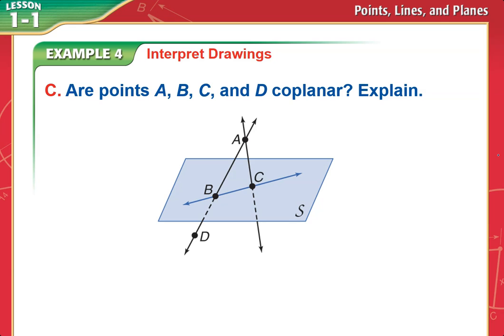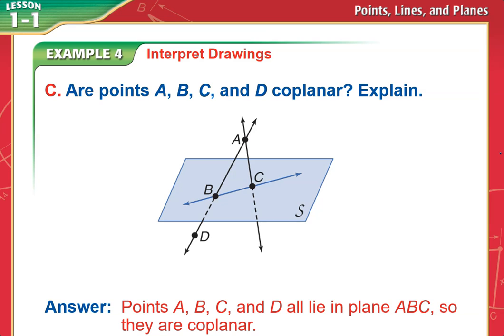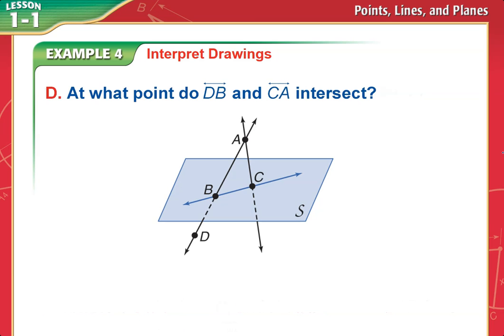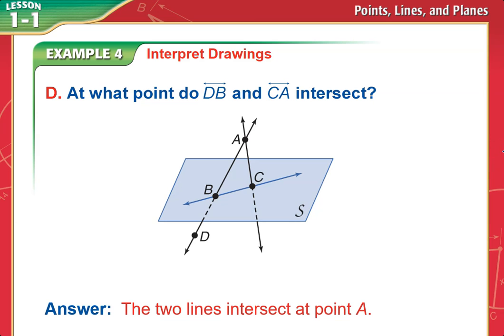Are points A, B, C, and D coplanar? Explain. Coplanar means they're all on the same plane. Points A, B, C, and D all lie in plane ABC, so they are coplanar. At what point do line DB and line CA intersect? The two lines intersect at point A.